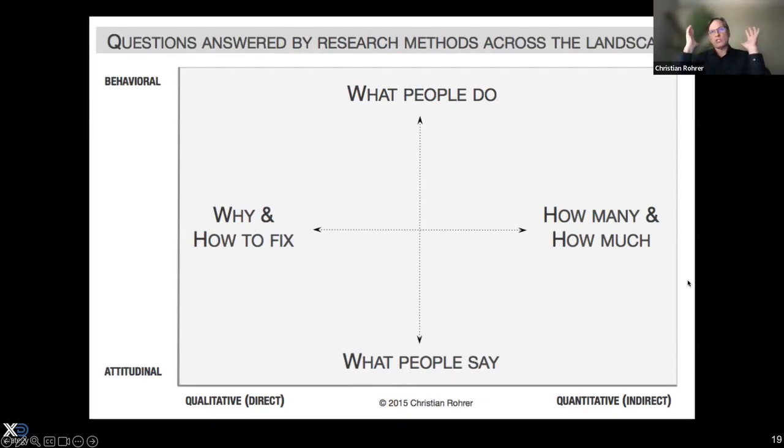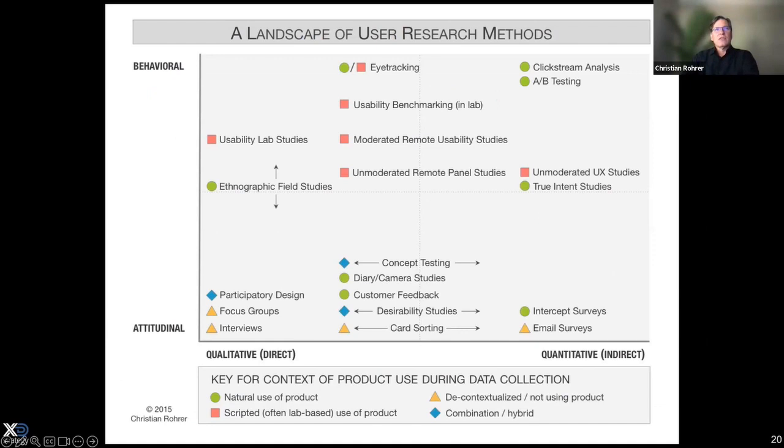And so this gives us a 2D space to begin to plot some methods on top of. It allows us to say, hey, if we want to understand how many people do a certain thing, we should be looking in the upper right. Whereas if we want to understand why people say what they say, then we're going to look in the lower left, and so on. And that's the first two dimensions. This is the landscape from 2015. I think the newer one is on nnGroup.com if you want to take a look at that.